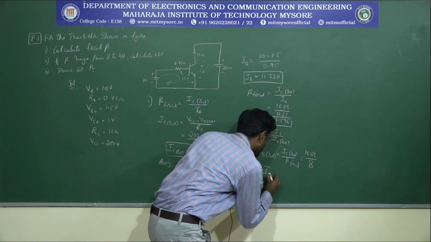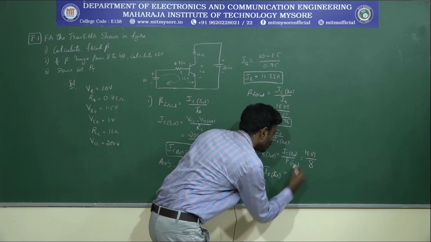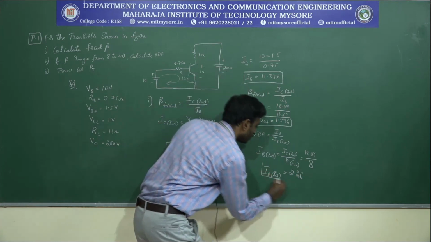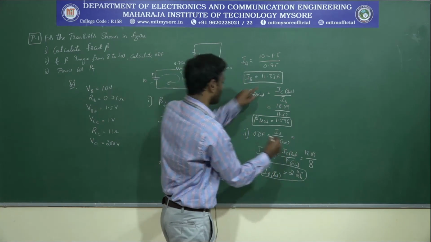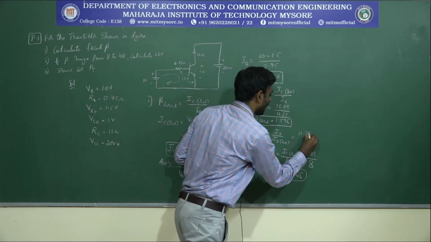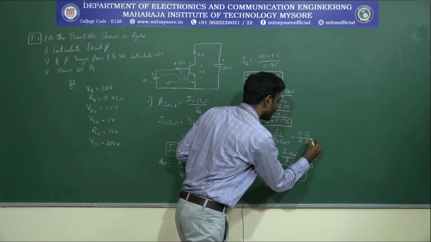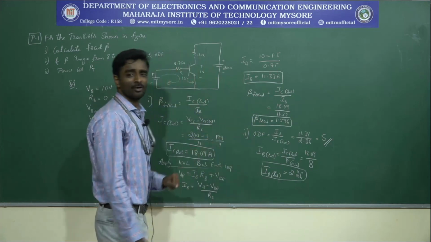Based on this, I will get IB saturation equal to 2.26 here. So again substituting IB as 11.33 ampere and IB saturation of 2.26, I will get the overdrive factor as 5. This will be the overdrive factor.